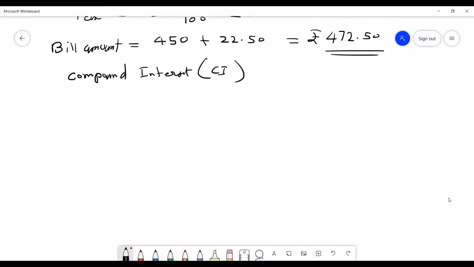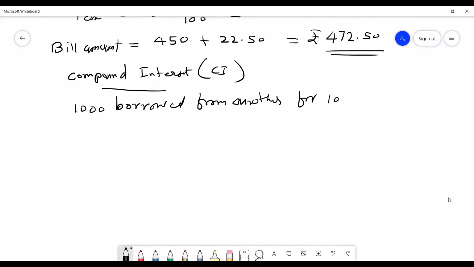Otherwise, we will say CI. For this case of compound interest, let us consider the simple interest as well as the compound interest. Suppose a sum of 1,000 rupees one borrowed from another person for 10% interest.